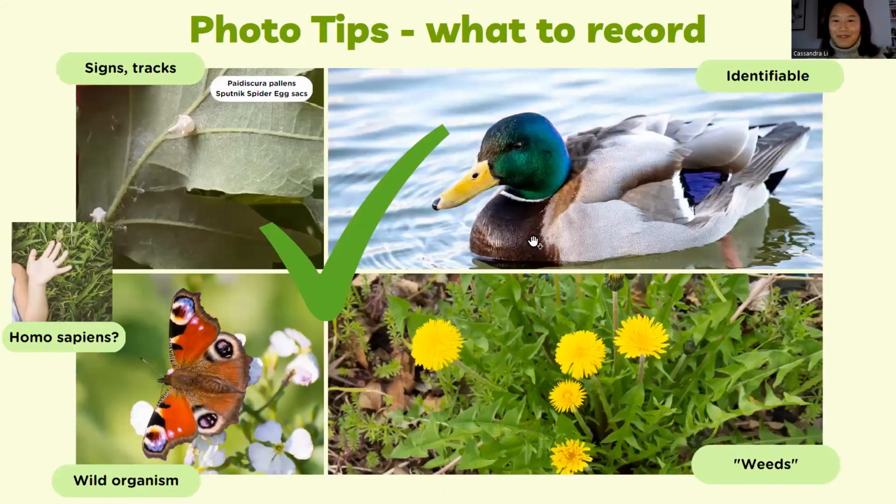So speaking of photos, here's some tips for taking photos. The first one is just take an identifiable photo, like this one. Basically, this means the features of the organism are clear and easy to see. And the second one iNaturalist suggests is focus on wild organisms. One very common thing is so-called weeds, like this dandelion or this butterfly.